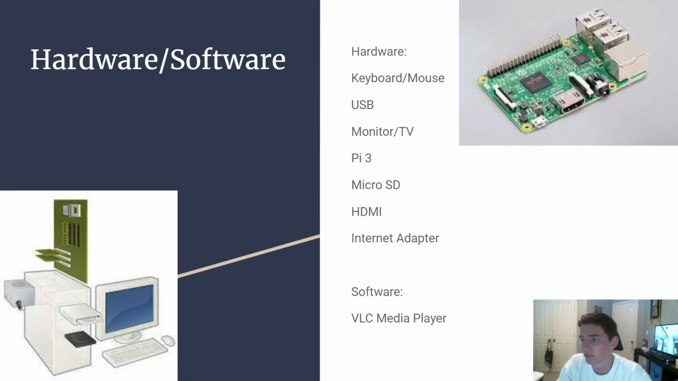So hardware I used for this project: I had a keyboard and mouse, a USB containing the video file, a monitor or TV to display the video. I used a Pi 3, a micro SD that had NOOBS installed on it, an HDMI to hook the Pi 3 up to the monitor, and then I had an internet adapter to download things such as the software VLC media player.